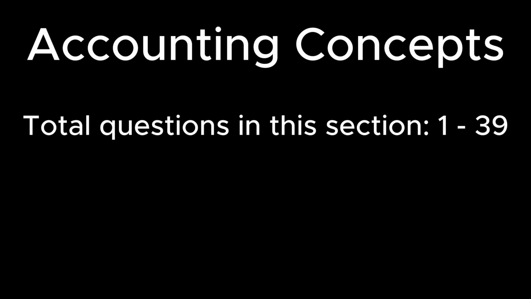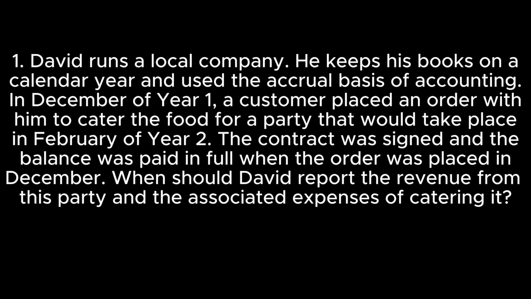Accounting concepts. Total questions in this section, 1 to 39. 1. David runs a local company. He keeps his books on a calendar year and uses the accrual basis of accounting. In December of year 1, a customer placed an order with him to cater the food for a party that would take place in February of year 2. The contract was signed and the balance was paid in full when the order was placed in December.